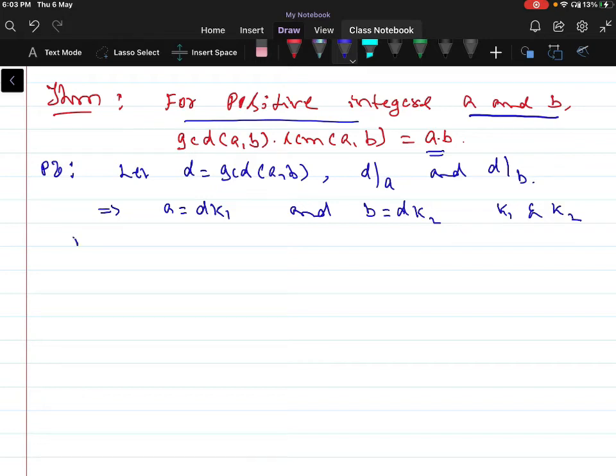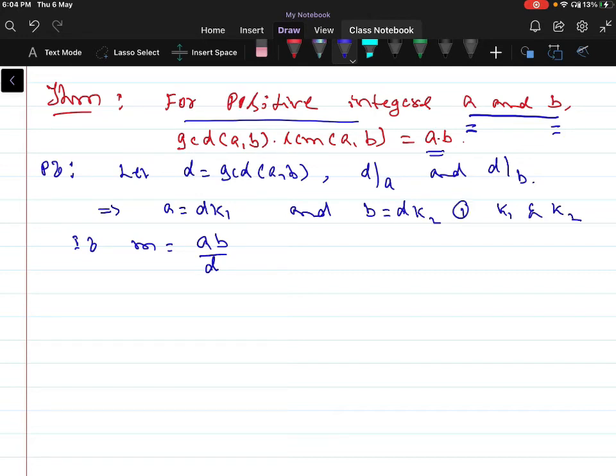Suppose M is equal to AB by D, where D is the greatest common divisor of A and B. Now we have to prove that M is a common multiple of integers A and B here. Take this as equation 1.